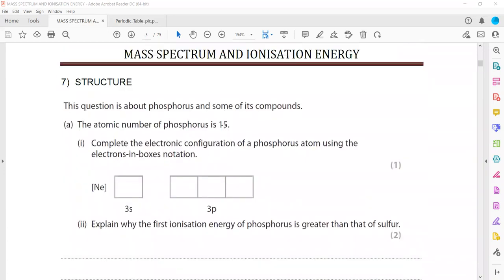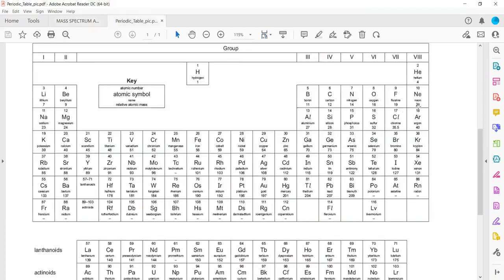In question 7, this question is about phosphorus and some of its compounds. The atomic number of phosphorus is 15. Complete the electronic configuration of a phosphorus atom using the electron in a box model. Look, here they mention Ne. So that means till neon, the electronic configuration is the same. So what is the electronic configuration of neon?